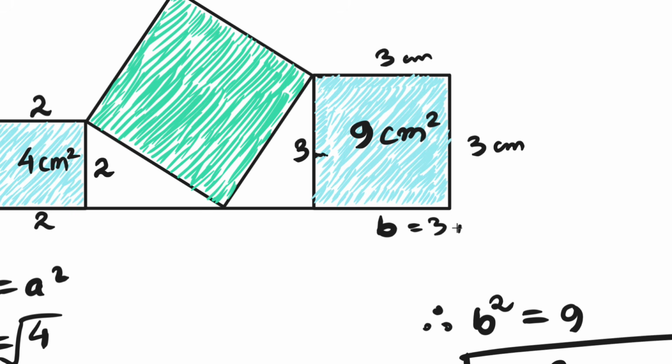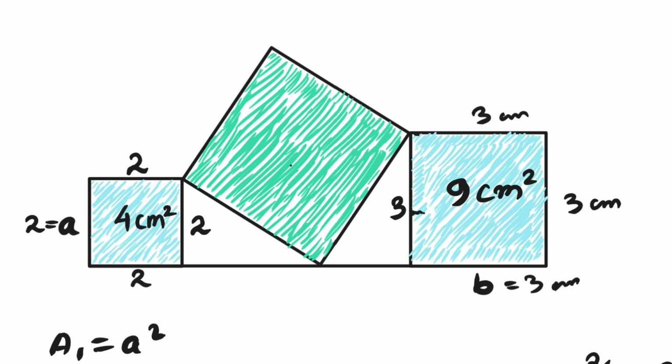Now we come to the green square. Let's call the side length of the green square x. Because this is also a square, its area is x squared. So notice something important here. We are not actually being asked to find x itself. We need the area of the green square, and that area is already represented by x squared. Therefore, our real target is x squared.